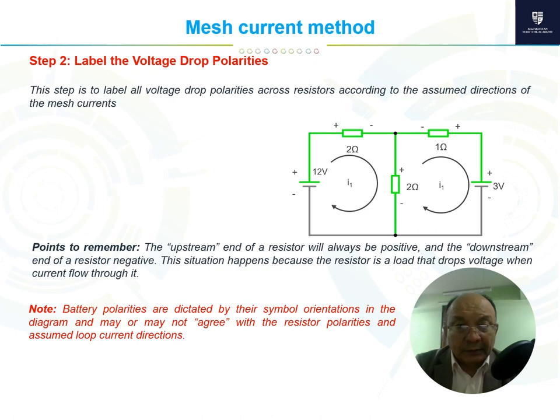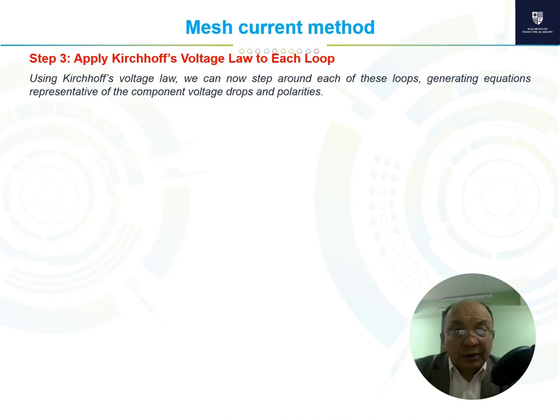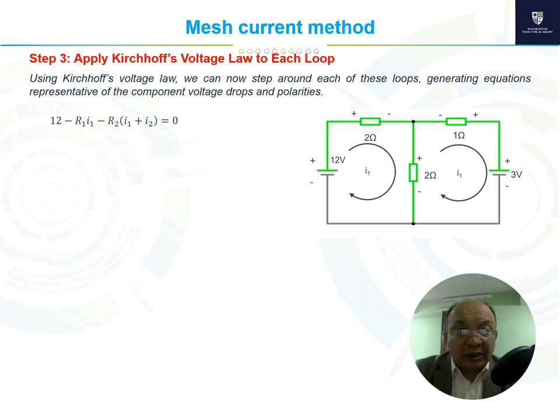Step 3: you have to apply Kirchhoff's voltage law to each loop. Using Kirchhoff's voltage law, we can now step around each of these loops, generating equations representative of the component voltage drop and polarity. Again, we use our diagram, and now we can write down the equation for the first loop.